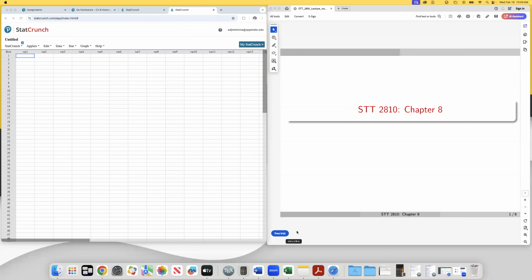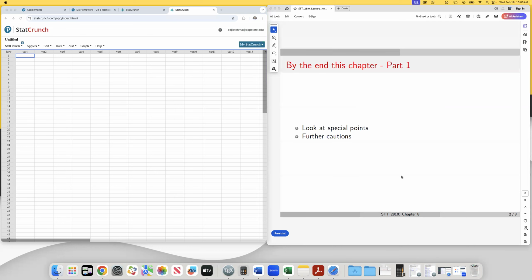Okay, today we'll be starting with chapter 8. We'll be looking at some special points and then some further cautions. The special points we are going to look at are what is an outlier, a high leverage point, and also an influential point. Those are the special points we are going to look at. So it is very important that you understand them.